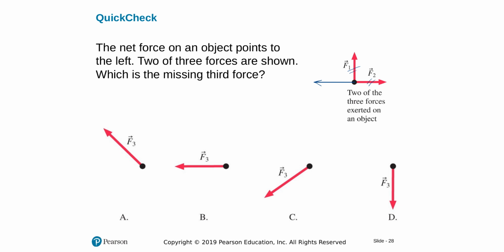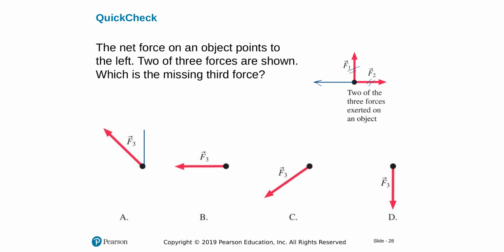Generally it's best to go with the components method. Remember, we find the x and y components of all the forces, add the x's to get the total x and add the y's to get the total y. So I'm looking for a force that will have a component that is down to cancel F1 and left to cancel F2 and add a bit more force, so we'll have a total force to the left. What I'm going to do is look at the components of these vectors.